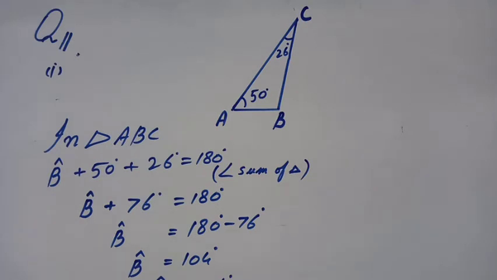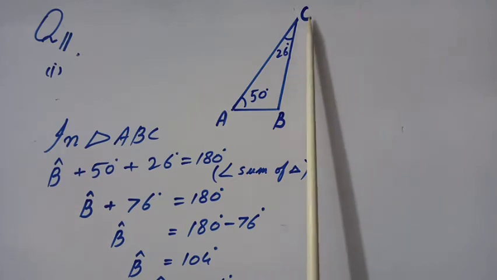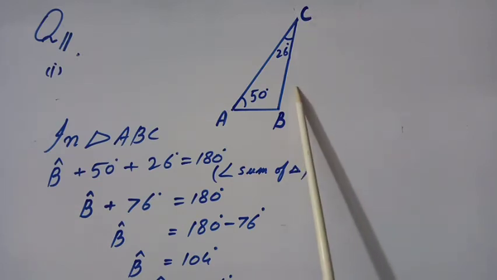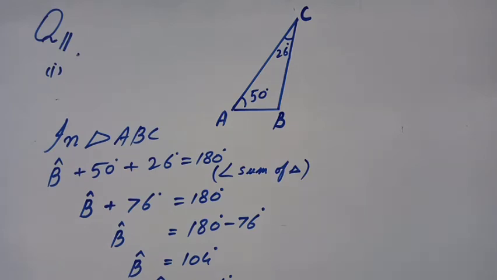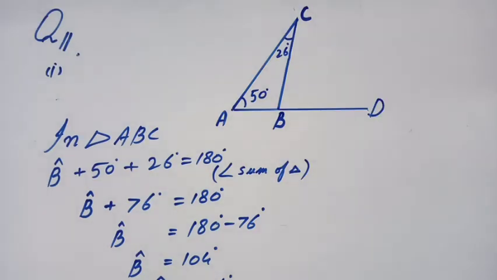Now in the second part it is mentioned that if AB is produced this way to the point D, then we have to find out CBD, this angle. So do it. We have produced AB to a point D. We have to find out this angle. You know, angle CBD is the exterior angle for the triangle ABC.